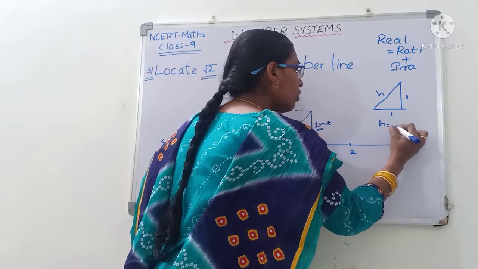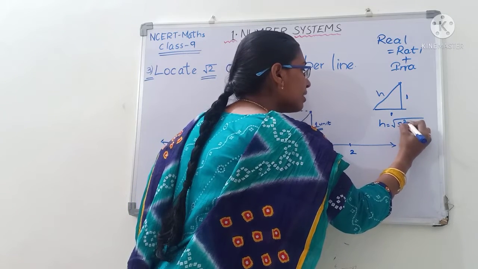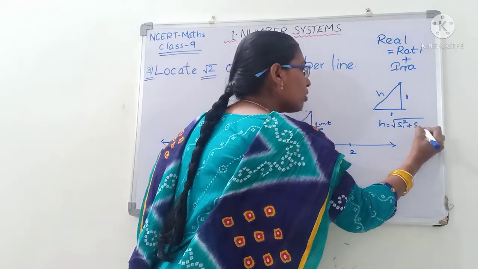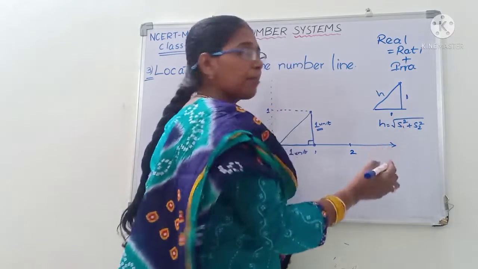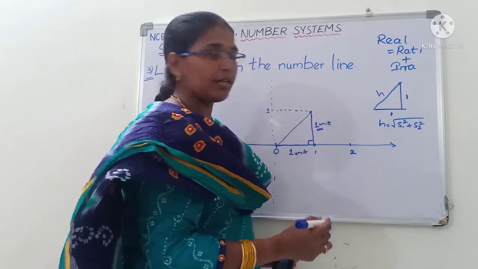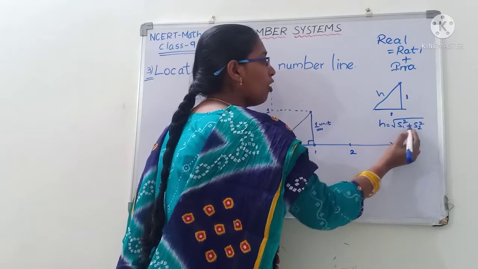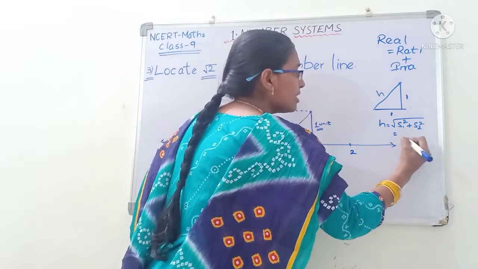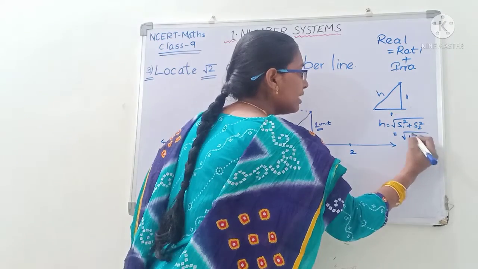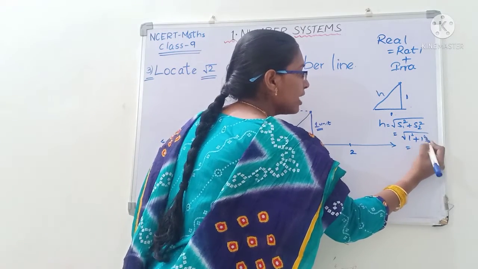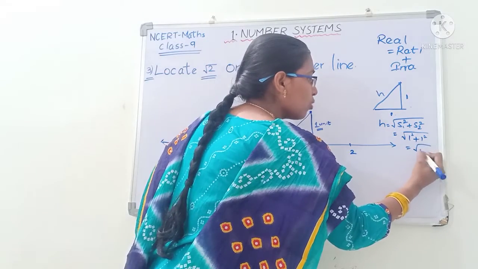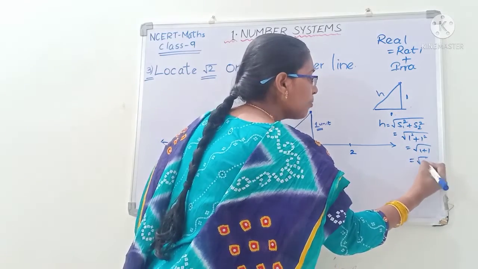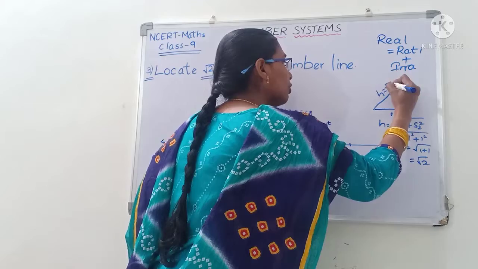H is equal to root of side 1 square plus side 2 square. Opposite side square plus adjacent side square. H is equal to root of opposite side square plus adjacent side square. One side is 1 unit, another side is 1 unit. 1 square plus 1 square is 1 plus 1. That means hypotenuse is root 2.